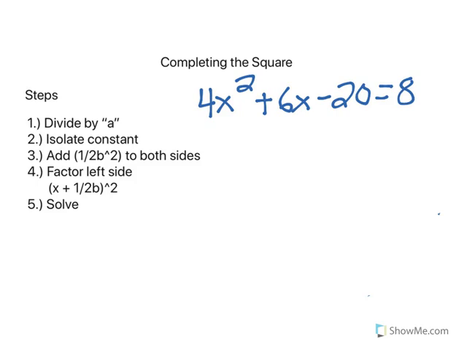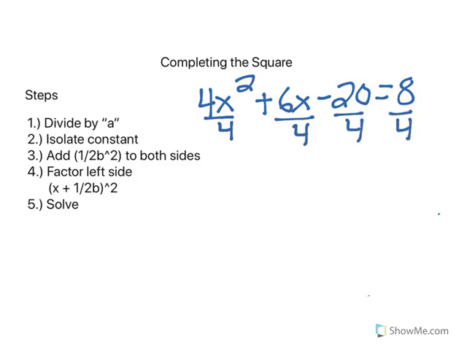All right, so we go back to my steps here. I'm going to keep following my steps. Step 1 says to divide by A. In this case, I do have an A. My A here is 4. So I want to divide each of these pieces by 4.